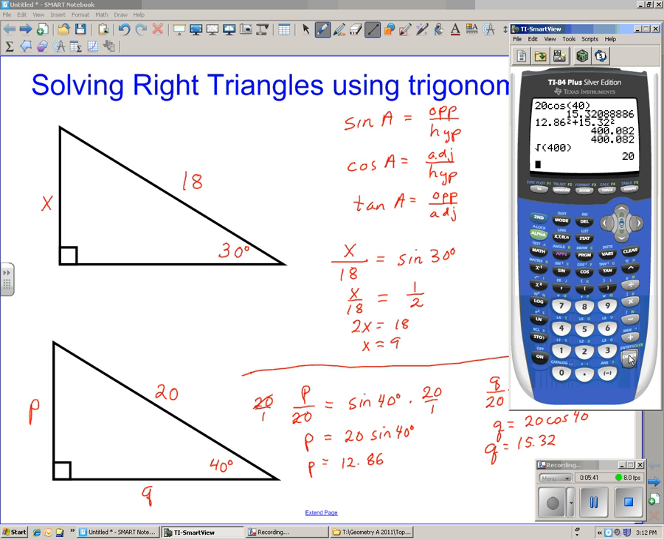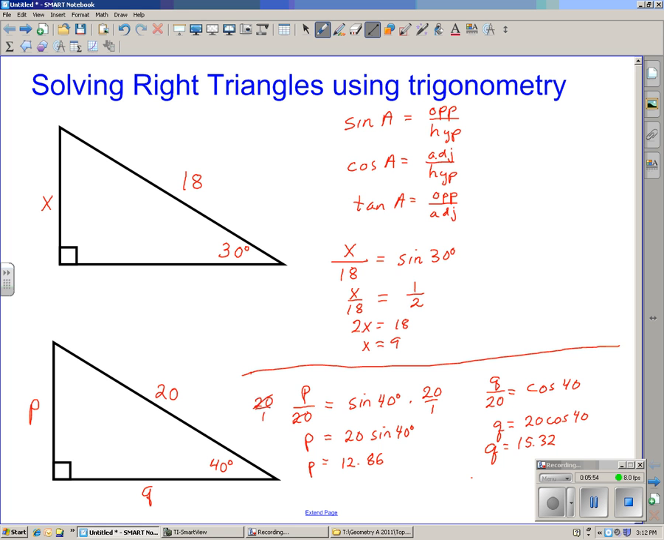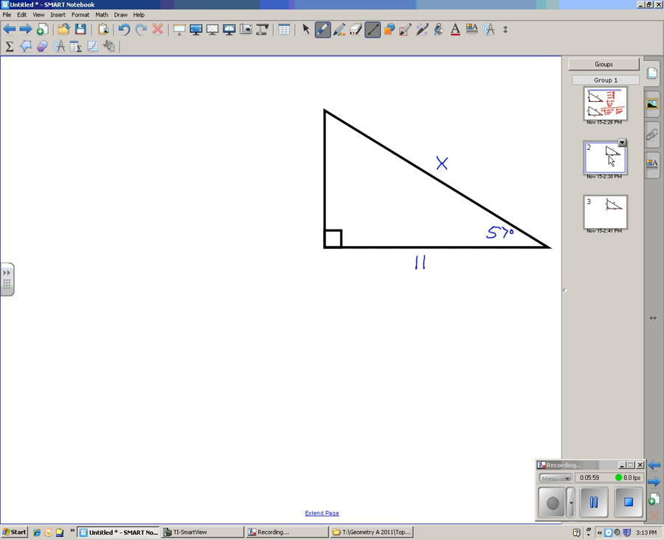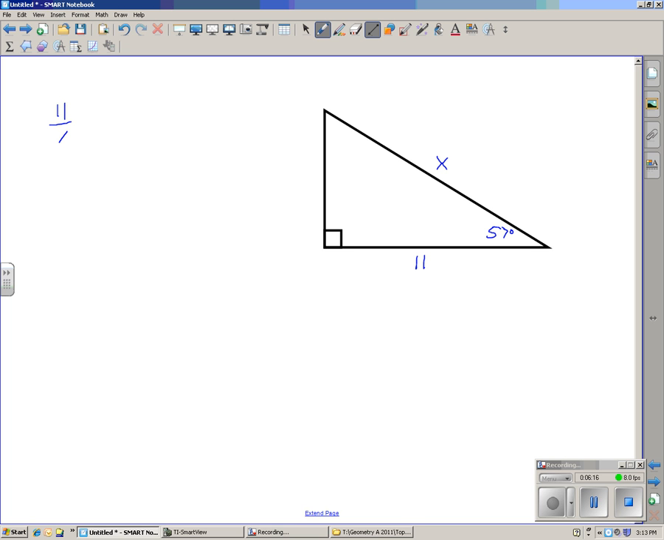Now I could have found q by using the Pythagorean theorem and then checked it by using cosine. So all these things kind of work together, and there are lots of ways of double checking your answers. Okay, that's one problem. Here's another problem with an added twist. Not too much of a twist, but I look at this triangle and I've got this angle of 57 degrees. I've got a leg with 11 and the hypotenuse is x. Okay, so my choice here is to write a ratio like this.